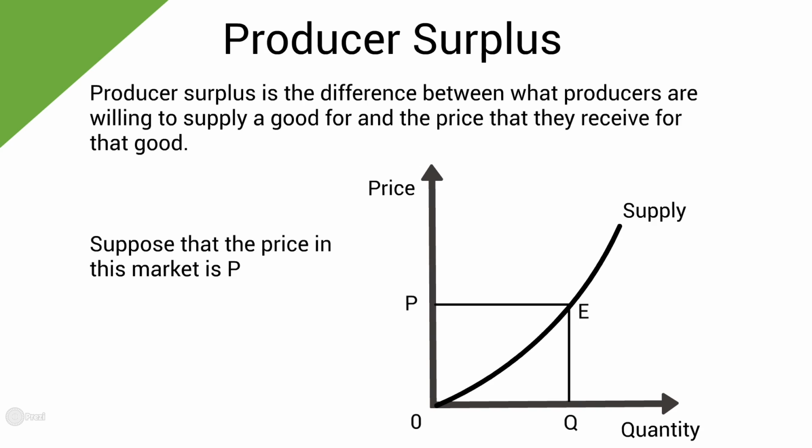Suppose that we have a supply curve in this market of supply, and the price in the market is P. At a price of P, we're going to assume that firms will be selling a quantity of Q. We can work out the revenue for firms by multiplying the price and the quantity that they produce. So the price is OP and the quantity they produce is OQ. This leads to an area of revenue for firms of OPEQ.